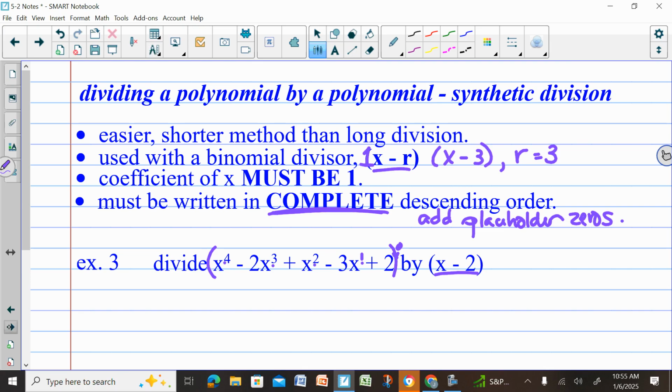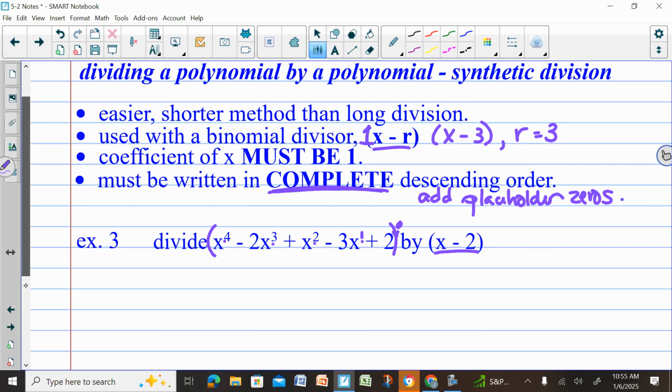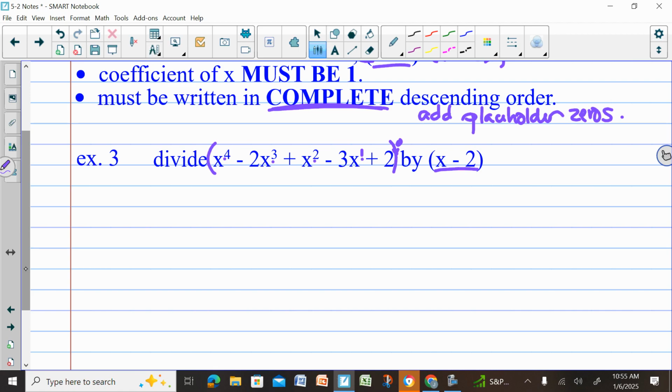All right, so here we go. You're going to put the r value. This is your r value. So our r value is 2, and that goes up in the corner up here. Let's make a little box with it.